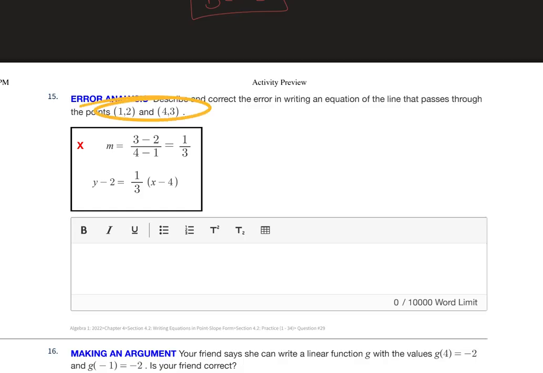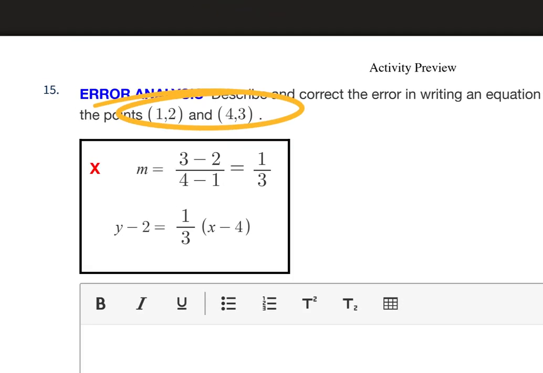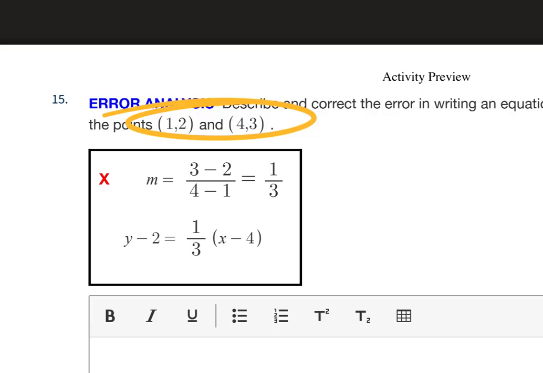Describe and correct the error in writing an equation of a line that passes through the points (1, 2) and (4, 3). Okay, so let's zoom in here. We got x, y, x, y. So y2 minus y1. Hang on, let me change the pointer. y2 minus y1, that's good. And x2 minus x1, that's good.